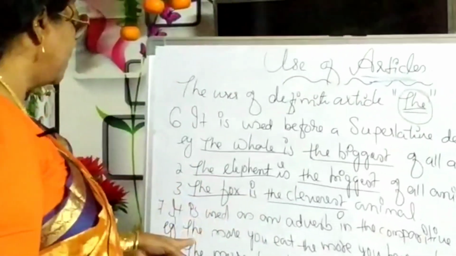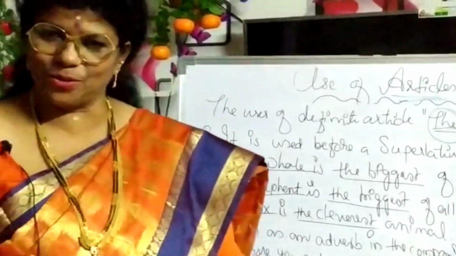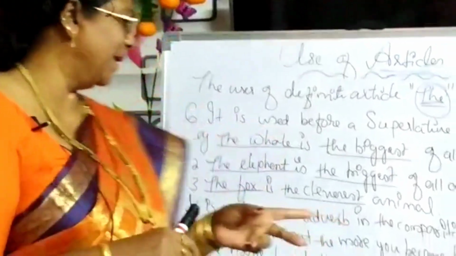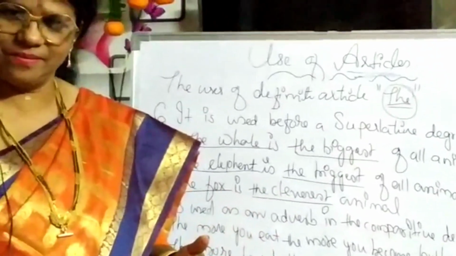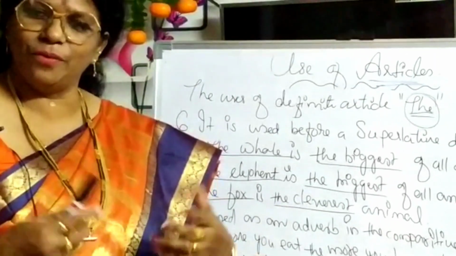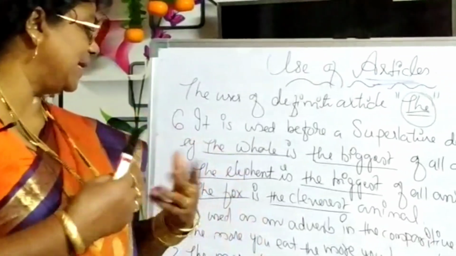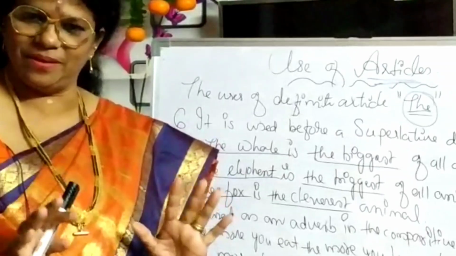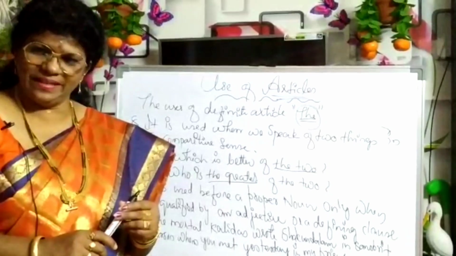Comparative degree. Example, the more you eat, the more you become bulky. So what do you want to do? Eat less. Okay. Then, the more he gets, the more he wants. That's human nature, no? Greediness, selfishness. The more you get, the more you feel like wanting it. That's quite common. Are you all following me? Okay, fine. Right.